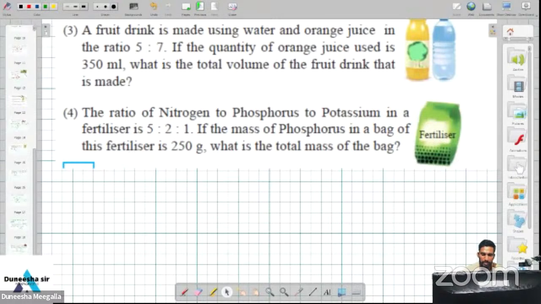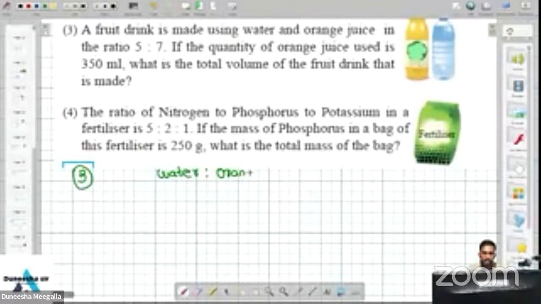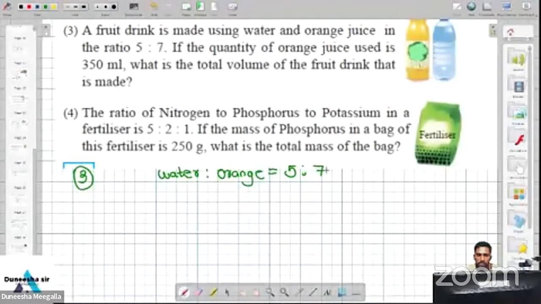Okay, I think you have finished. Then third one. What are the ingredients of this drink, food drink? Water and orange. What are the ratios? 5 to 7. Then we know how much orange used in this drink. How much orange?